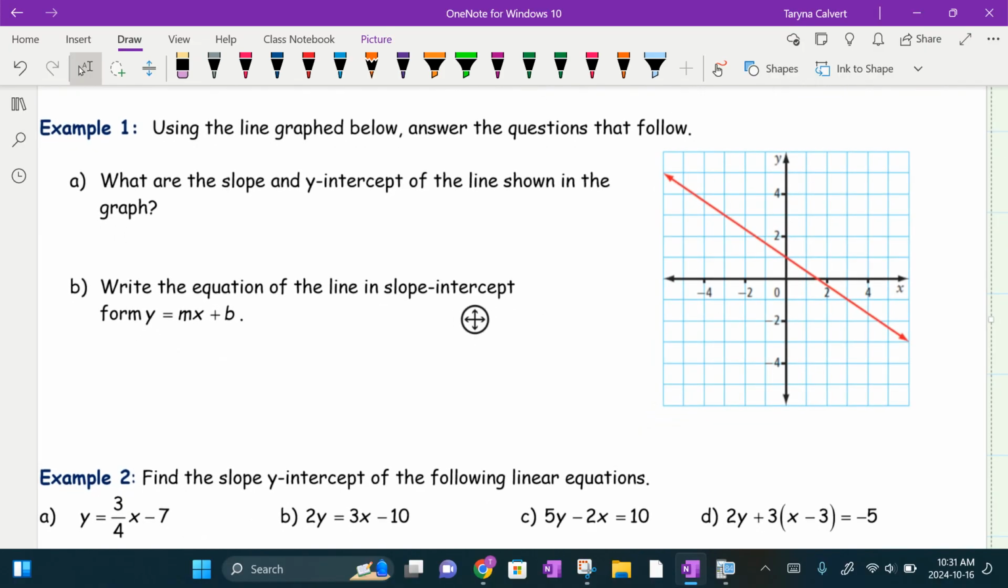All right. So here it just says use the line graph below, answer the question that follows. So what are the slope and y-intercept of the line shown in the graph? So here, the one that you should be able to get very quickly just with your eyes with no calculations whatsoever is the which one?